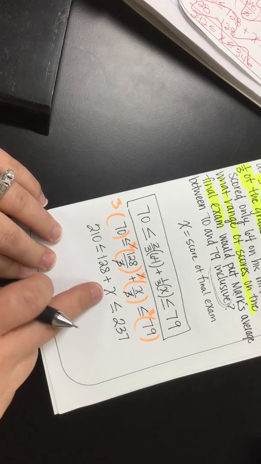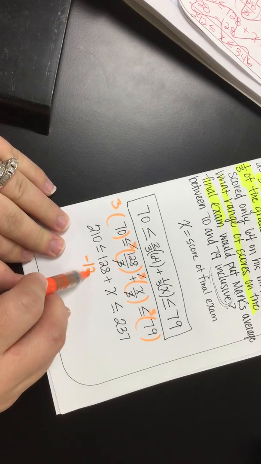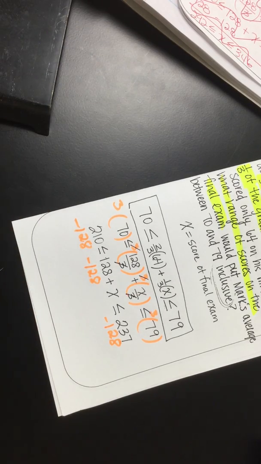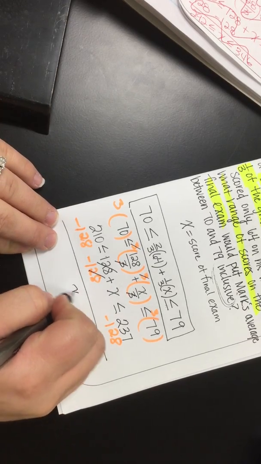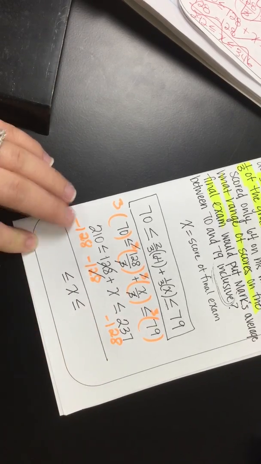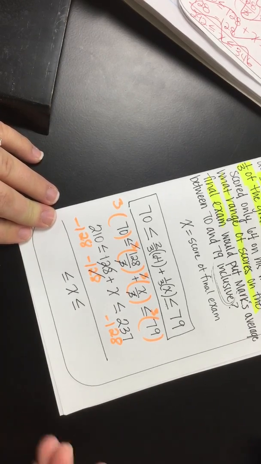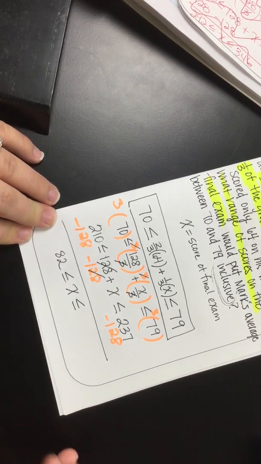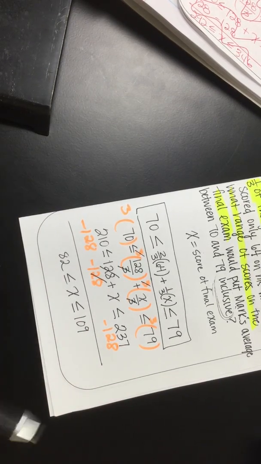Okay, to get x by itself, what do we do? Subtract 128. Now remember, you're doing this to all 3 sides because you have a compact statement. So the 128 cancels out in the middle, leaving us with x. The signs just come down. Now all we do is subtract these. So, 210 minus 128 is 82. 237 minus 128 is 109. Okay, and that's okay to have that as part of your answer, even though most likely it'll stop at 100.